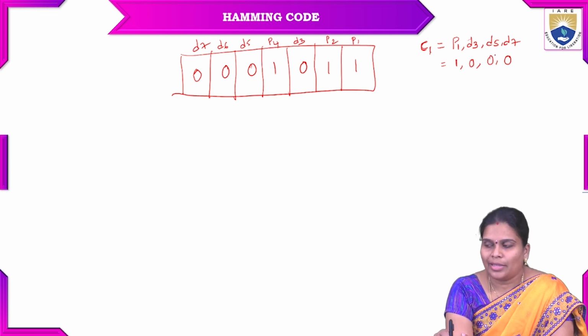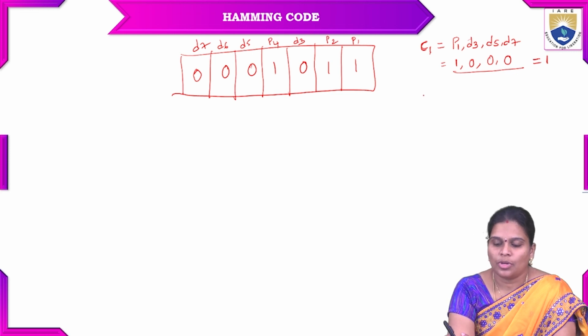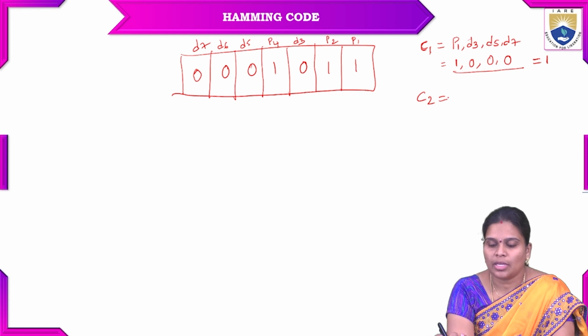Already in the problem they mention even parity. So here the number of ones does not satisfy the even condition. Not satisfied means it will be 1. If it satisfies the even parity, then it is denoted as 0. Next one is C2.